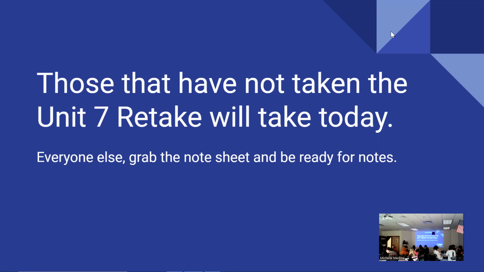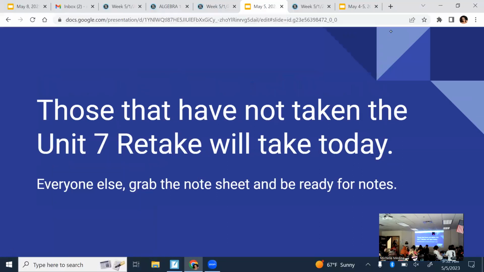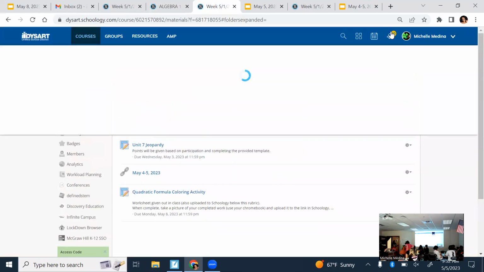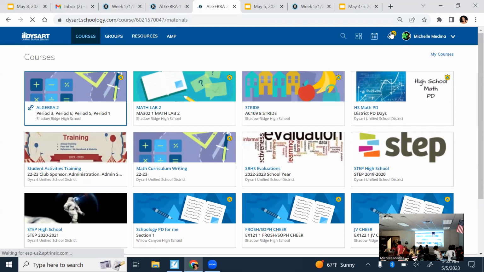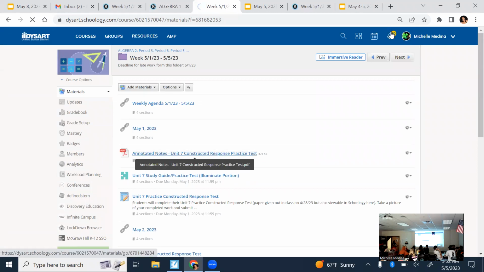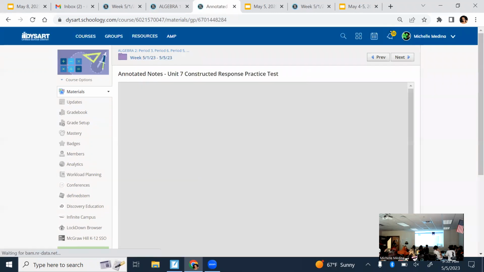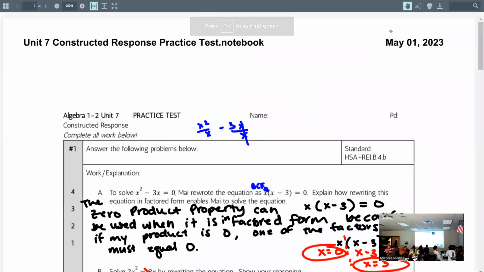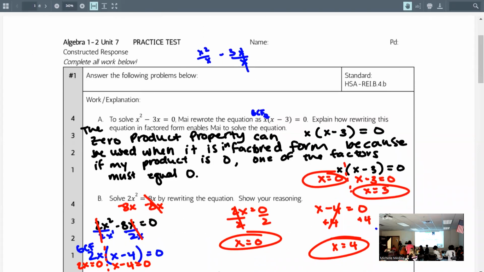From the few constructed responses that I've graded, they weren't much of an improvement. Why? I really don't know. I don't usually do this, but for this unit, I put the constructed response practice test fully completed in Schoology, in this week's folder, annotated notes. A lot of the tests ask you why is this a good method? Why is that a bad method? The reasons why aren't really changing. All that's changing is the number.